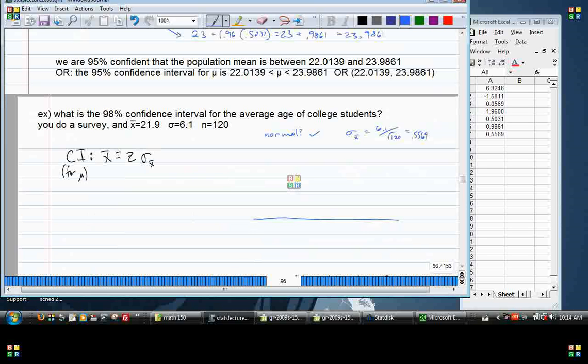What is it that we do have and what is it that we don't have in the formula? Do we have x bar? Yes. Plus or minus. Do we have z? No. Do we have sigma x bar? Yes, and that is 0.5569. So we need to find z. How do we find z? This is where the picture helps. So let's draw the picture.